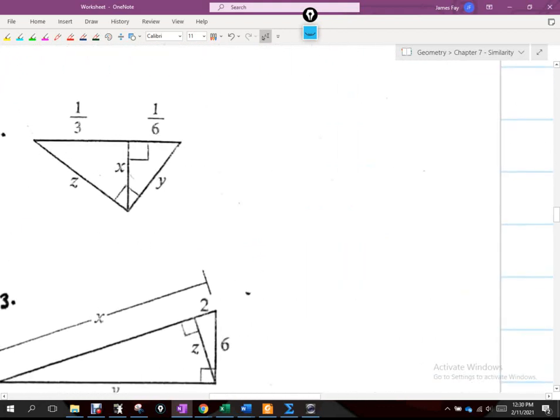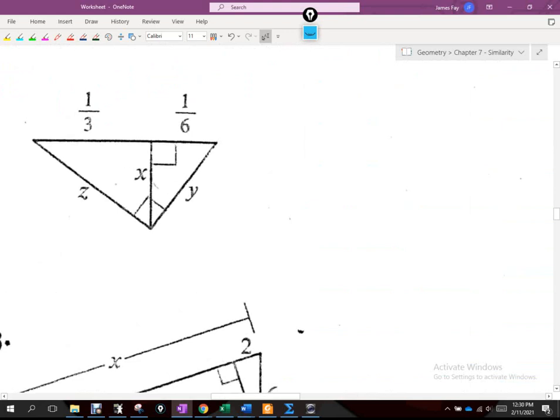Draw this picture, this one right here. Once you have it drawn, go ahead and start setting up your proportions. Don't worry about solving them. Set them up, and then I want to go through the algebra with you.